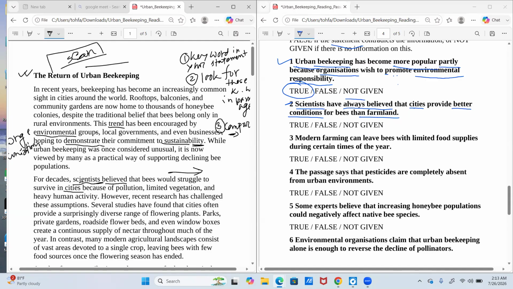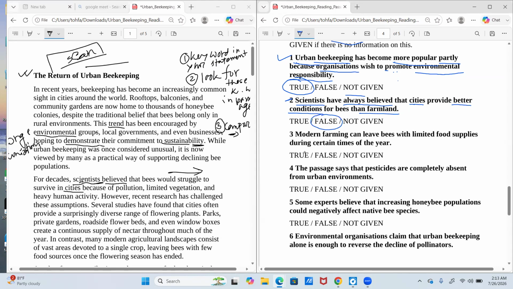But our statement says that the cities are actually better for bees. So, which is the opposite of our passage, right? So these opinions are contrasting or opposite. Therefore, our answer here would be false.